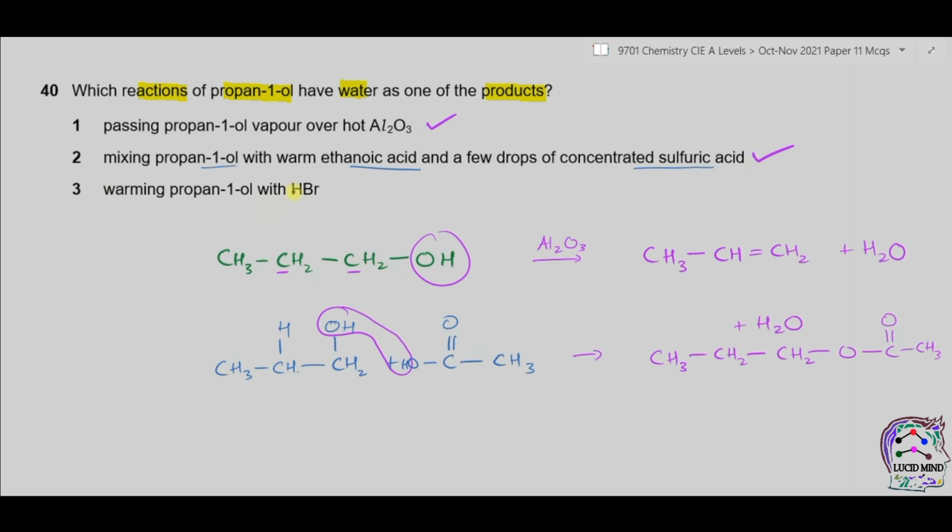Third one, warming propan-1-ol with HBr. This is propan-1-ol, we can warm it with HBr. What will happen is that bromine will displace the OH in a nucleophilic substitution reaction. And this OH and this hydrogen will make water. The product is like this, CH3CH2CH2, now we have Br instead of OH. And this OH and this hydrogen will make H2O. All three options are correct. The answer is therefore A.